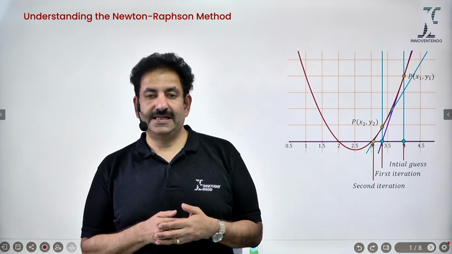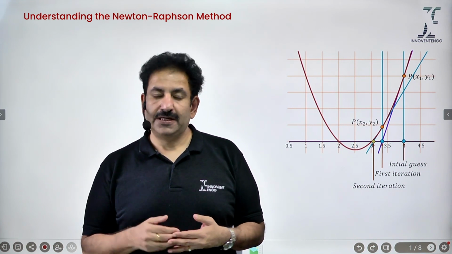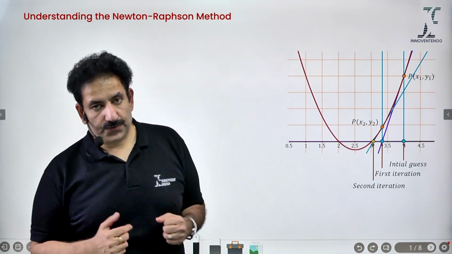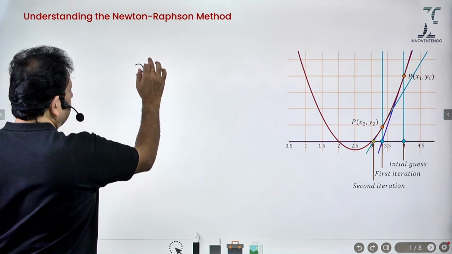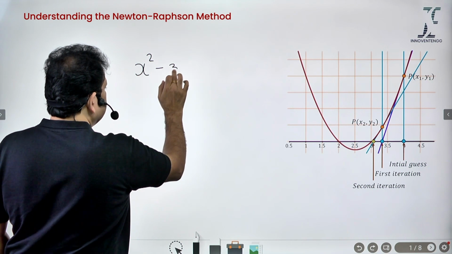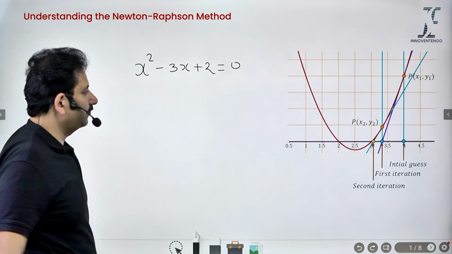Now let's try and introduce Newton's method of finding the root. To give a little background, what exactly we mean by roots. Let's take a trivial example. Let's say that I'm talking about the equation x squared minus 3x plus 2, that's equal to 0.